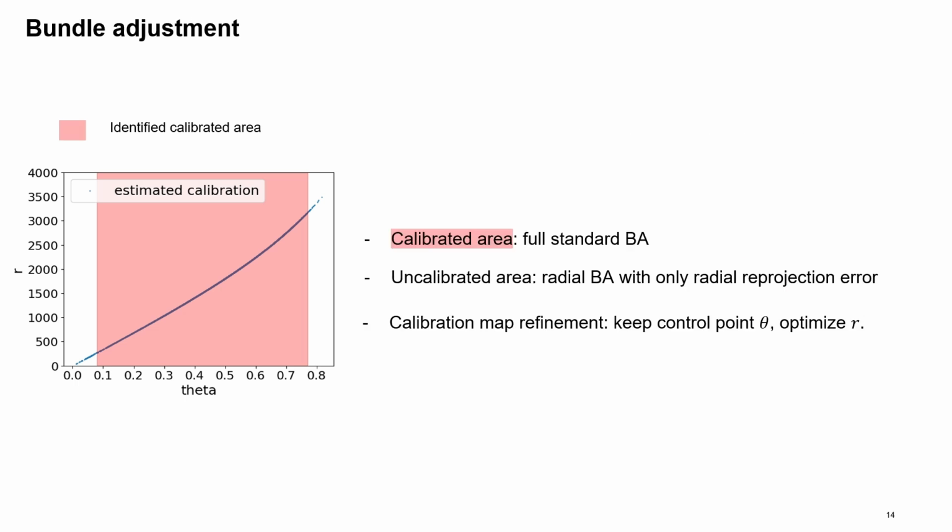For bundle adjustment, full reprojection error is applied to calibrated area, and only radial reprojection error is applied to uncalibrated area. The calibration map is jointly refined during bundle adjustment. We keep the theta values for the control points and optimize their error values.